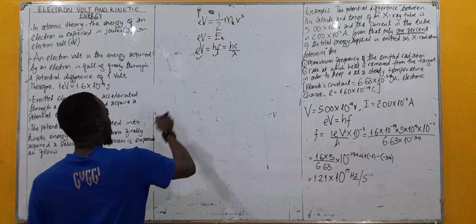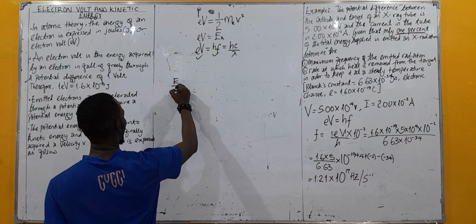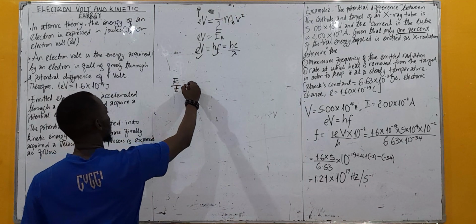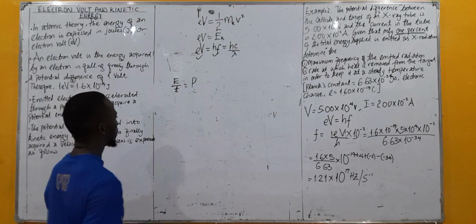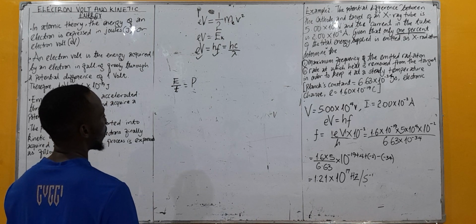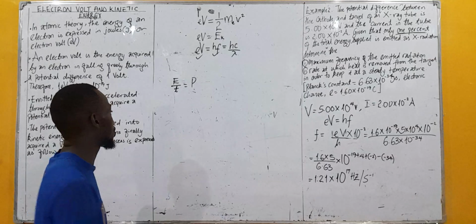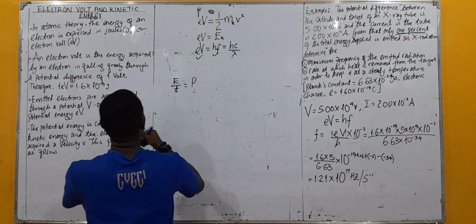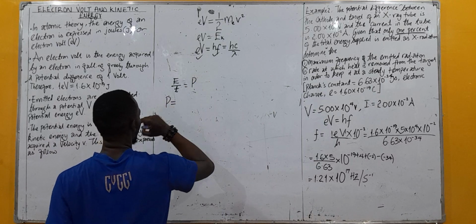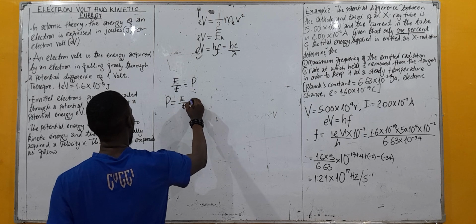Now what is the rate of energy? The rate of energy is energy over time. And please, what is energy over time? Yeah, correct. Power. So power is the rate of work, and work is the same thing as energy. So what we are looking for is power. P is equal to energy over time.